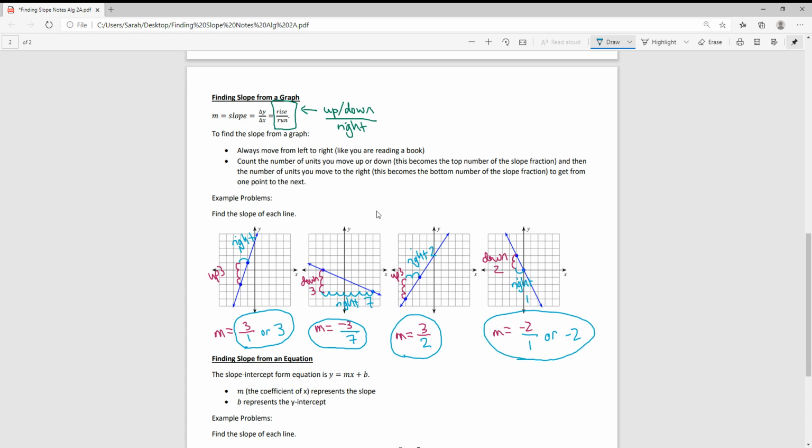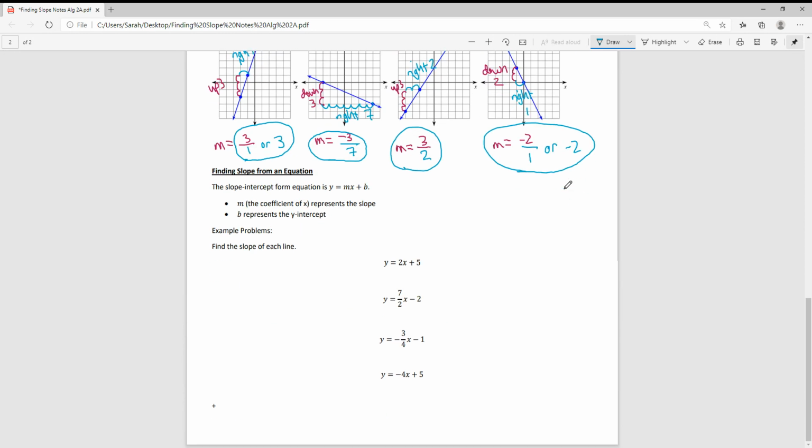So in general, a positive slope looks like this. A negative slope looks like this. Positive slopes, you're going uphill as you go to the right. Negative slopes are going downhill as you go to the right. Last thing we're going to do is super, super easy: finding slope from an equation.